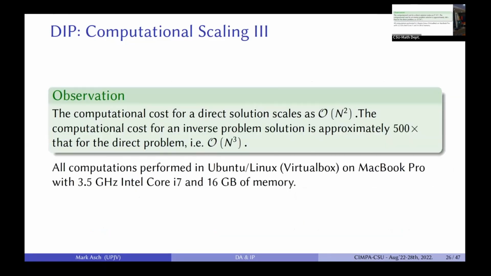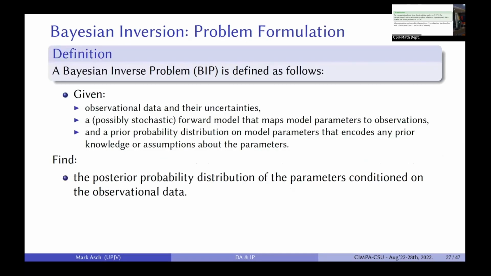So what you see is that the computational cost for a direct solution scales of the order of n squared, where n is the size of the problem. But the computation of the inverse problem is approximately n cubed. So there's one order of complexity, which means it is more expensive to solve the inverse problem.